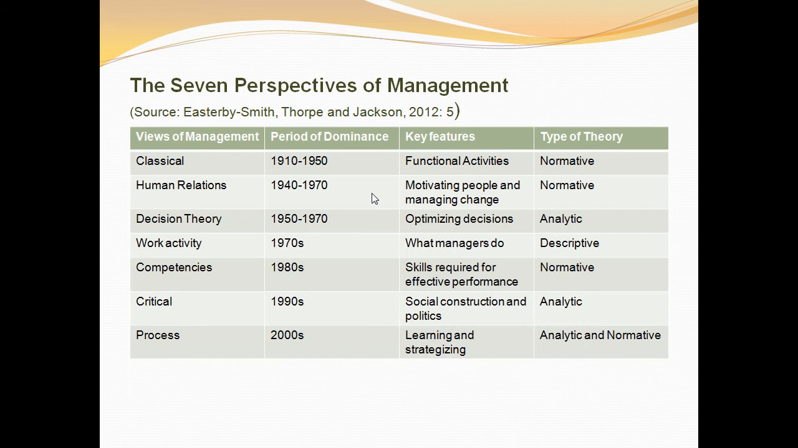If we move on to decision theory, the 1950s to 1970s, this is about optimizing decisions, which comes under the analytic type because it's more to do with taking a particular theoretical perspective about the work and the expense of others within it. So this could look at how processes and changes within the management role can have an impact on the behaviour or the way things are done in the workplace.